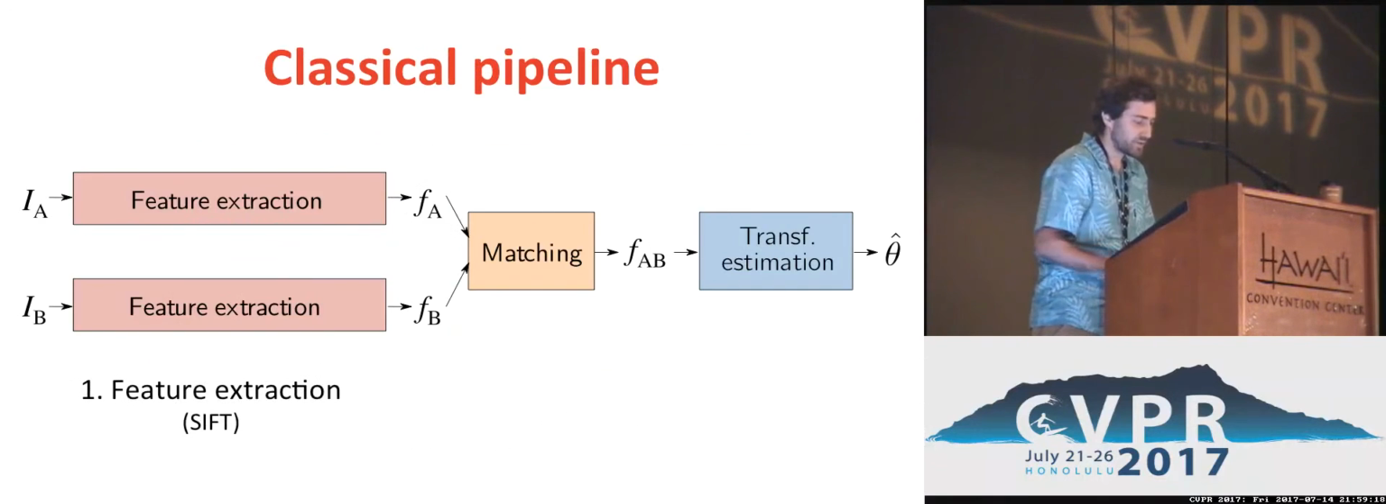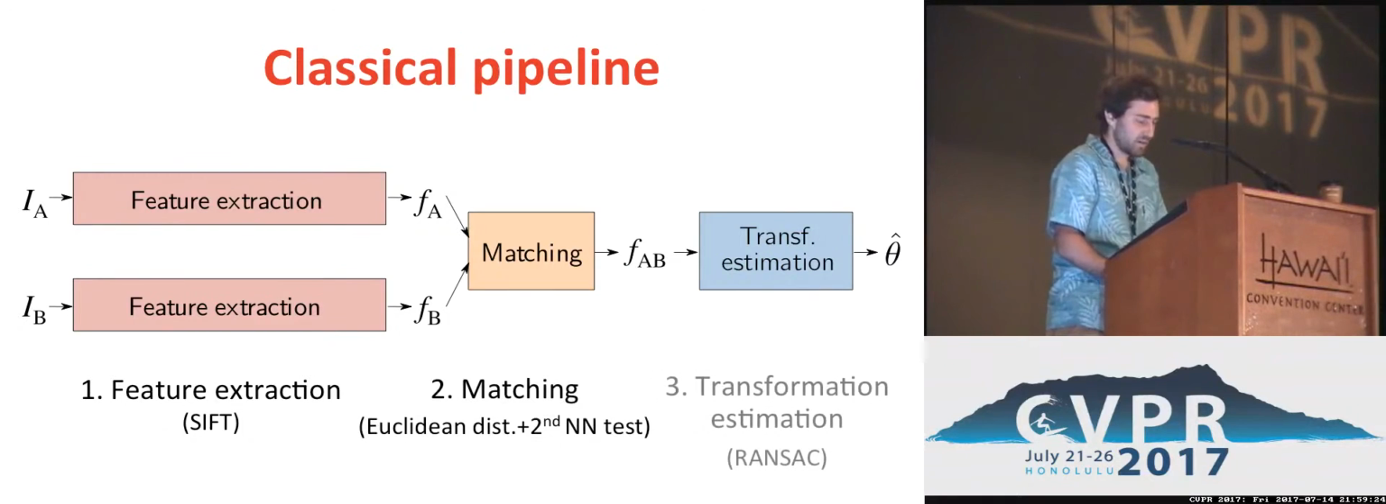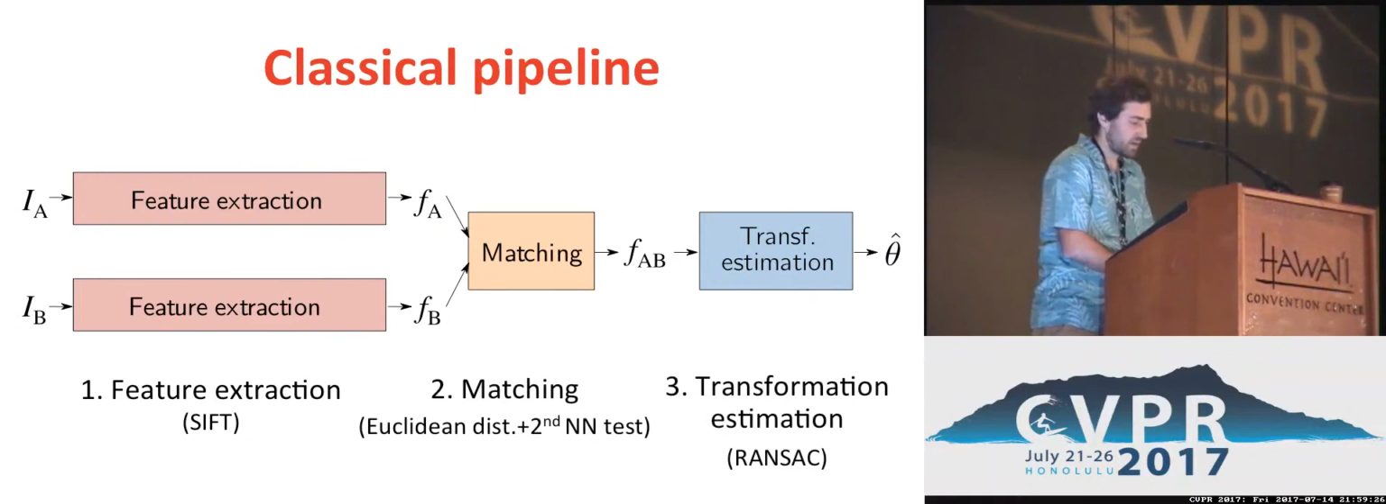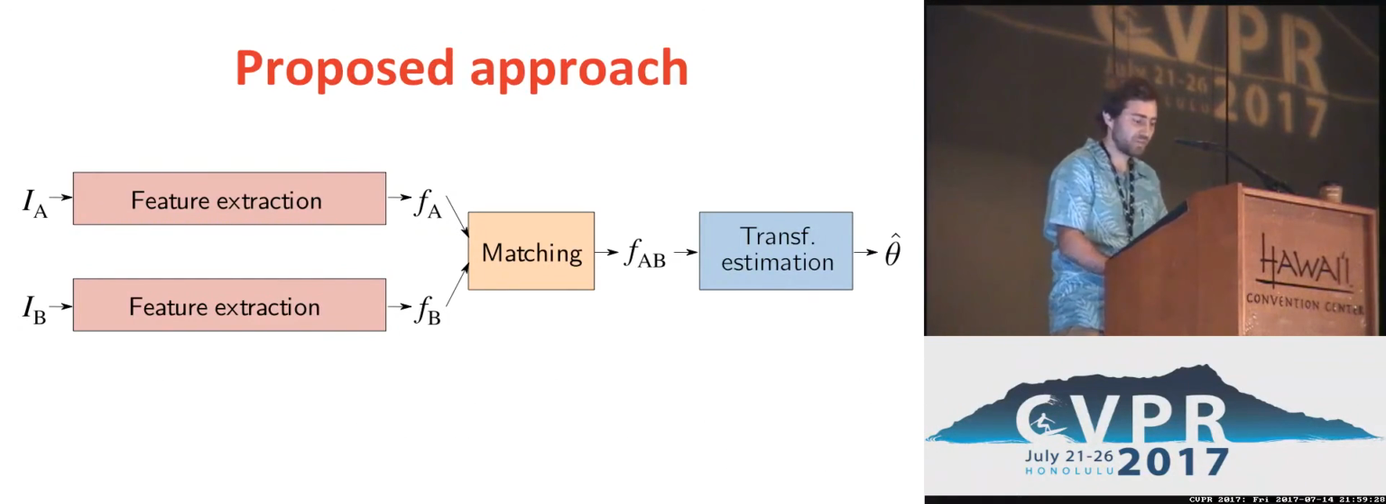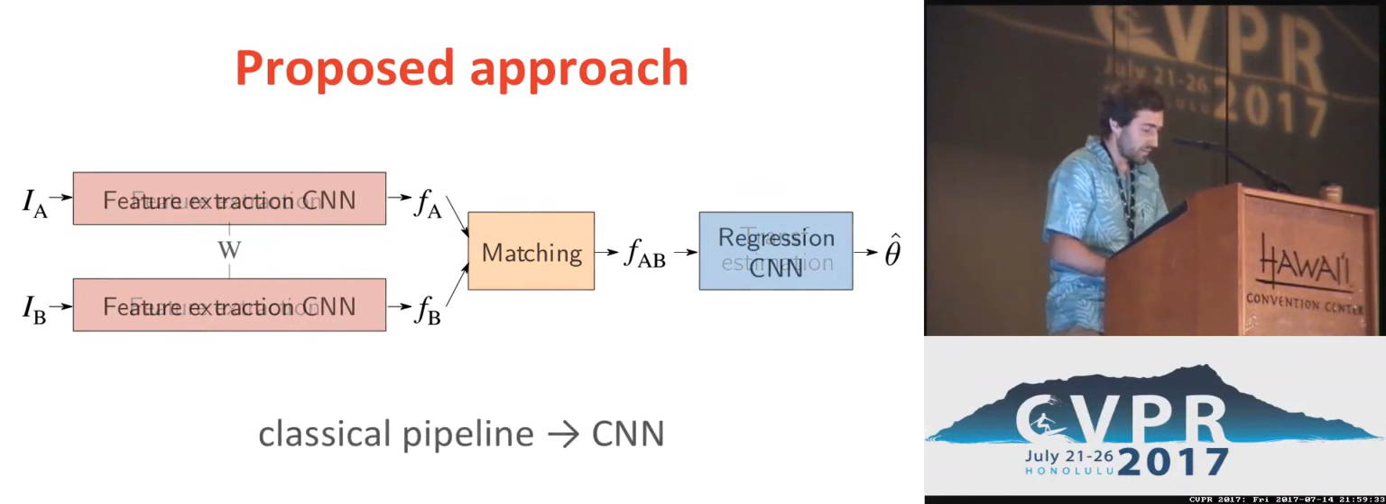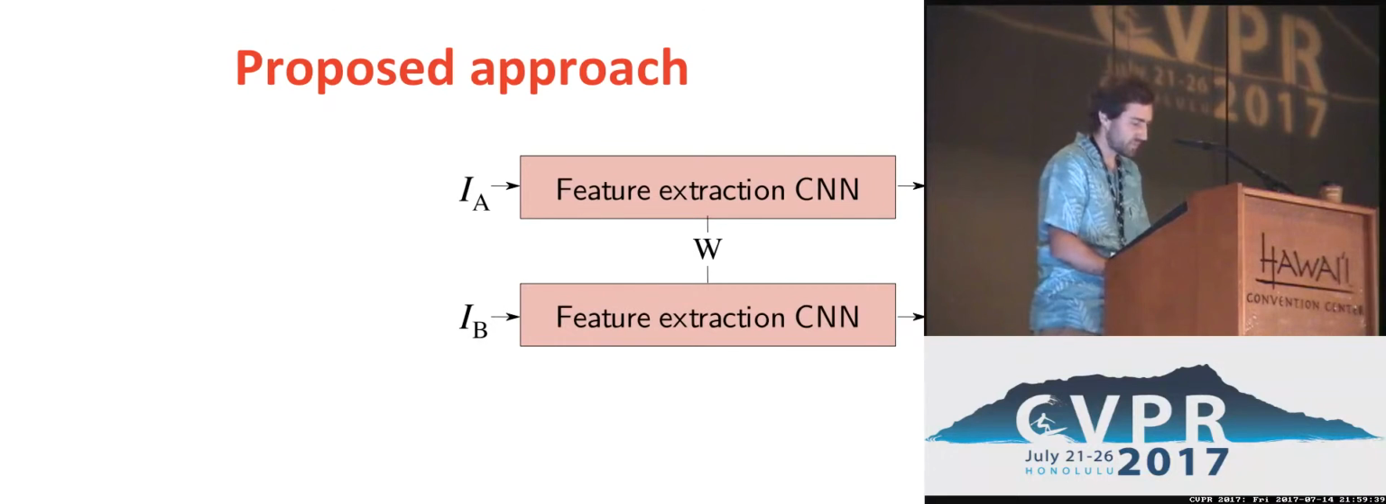We base our approach on the classical image correspondence pipeline, which consists of three main steps, namely feature extraction, matching, and transformation estimation. In this work, we use the same three steps, but each block is implemented using differentiable operations such that the whole pipeline is trainable end-to-end. Let's look into each of these steps in more detail.